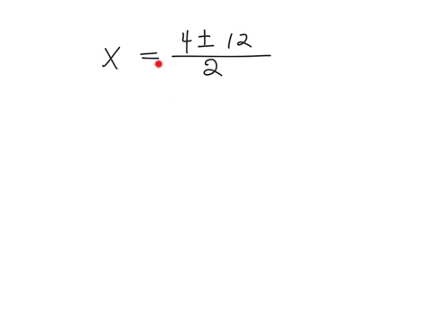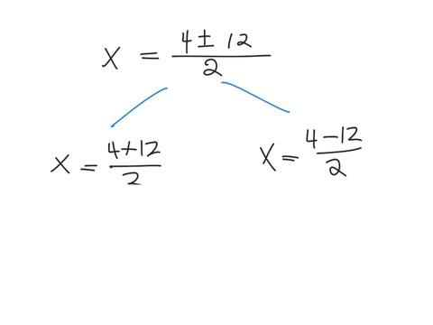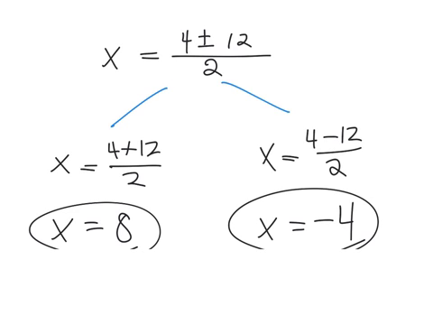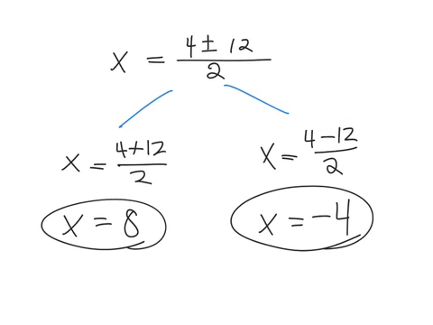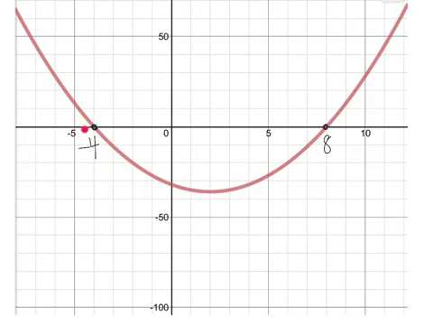Now this means we break it up into 2 separate problems, right? So here are our 2 separate problems. This says 4 plus 12 over 2, and this is 4 minus 12 over 2. And when you simplify these, 4 plus 12 is 16, divided by 2 is 8. 4 minus 12 is -8, divided by 2 is -4. And sure enough, those were the 2 answers that Desmos was predicting way up here, -4 and 8.